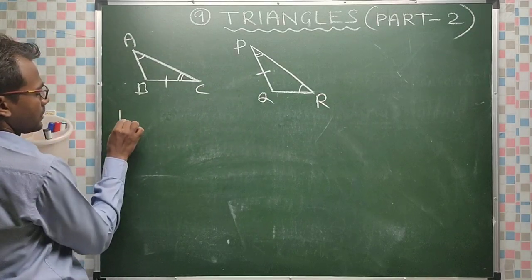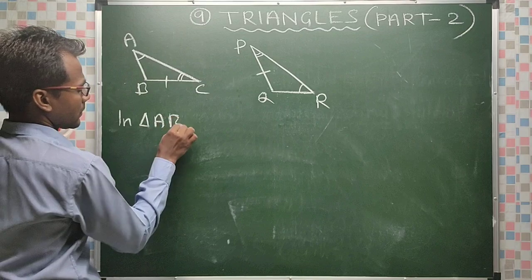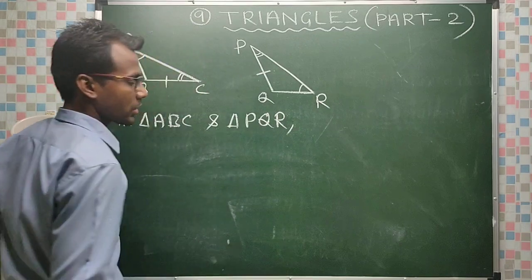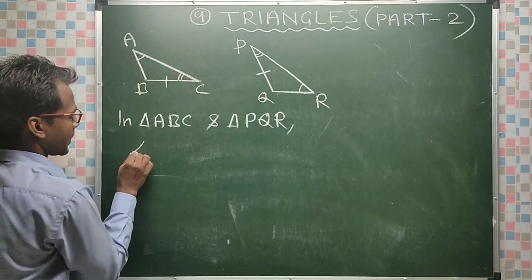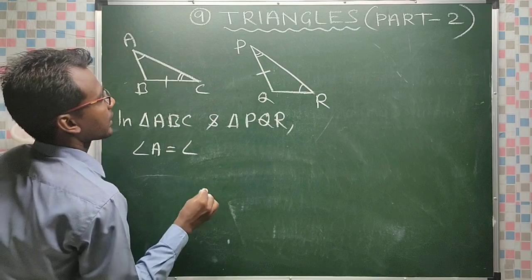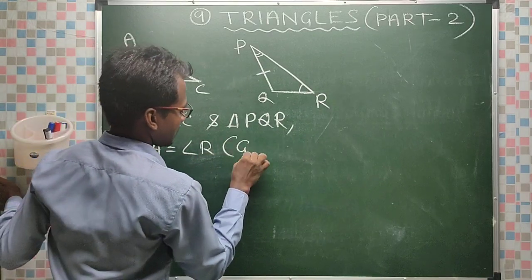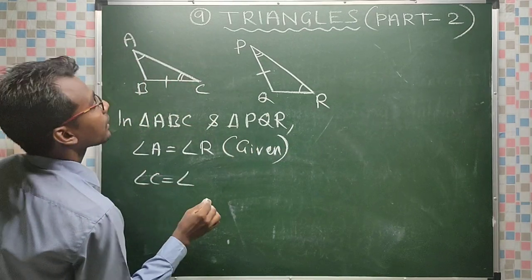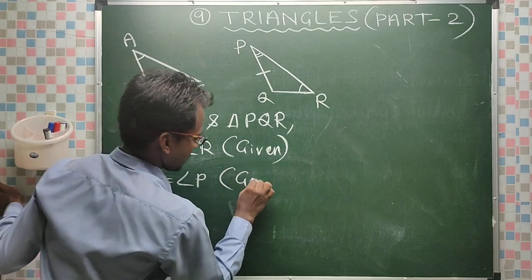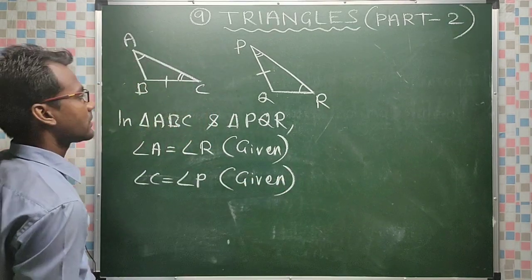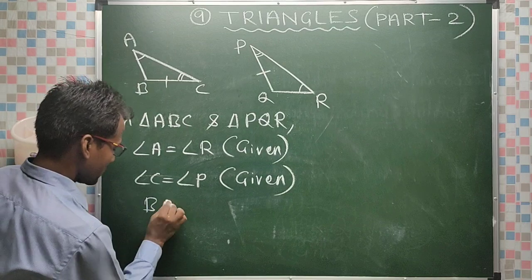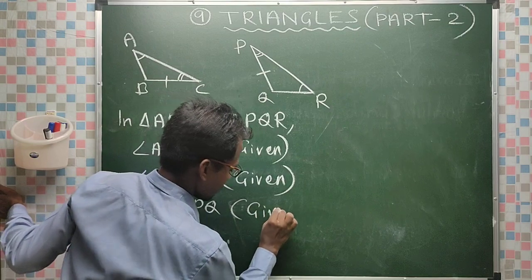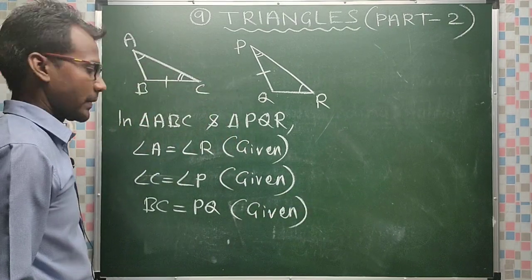So let us write this. In triangle ABC and triangle PQR, angle A is equal to angle R. This is given. Then angle C is equal to angle P. This is also given. Last is the side: BC is equal to PQ. This is also given.